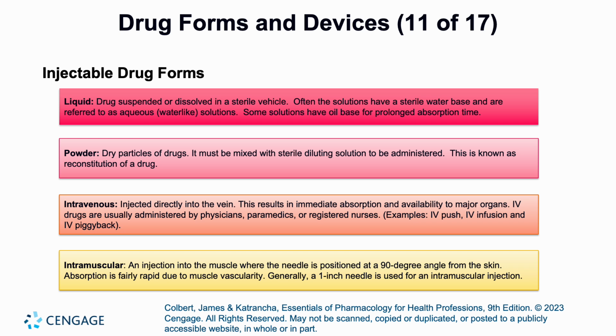Intramuscular is an injection into the muscle where the needle is positioned at a 90-degree angle from the skin. Absorption is fairly rapid due to muscle vascularity, so muscles have a lot of blood flow. Generally, a 1-inch needle is used for an intramuscular injection. It's going to depend on the size of the patient and the size of the muscle you're injecting. A good example of this is when you get a vaccine. That's an intramuscular injection.